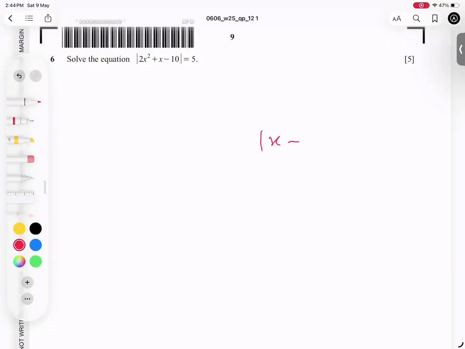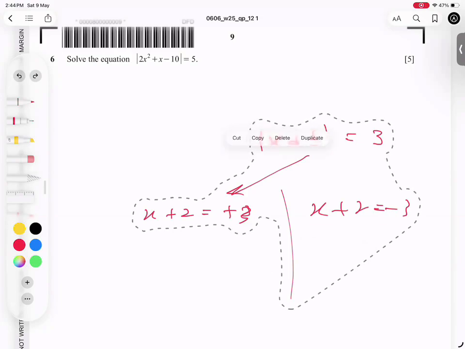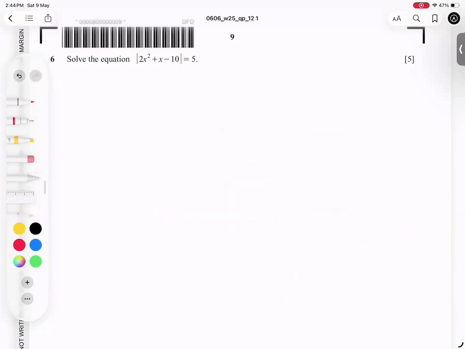Whenever a modulus is given, let's say we have a 3. So one time we write x plus 2 equal to +3 and one time we write x plus 2 equal to -3. I think it's very clear, plus and minus 3. That is the reason we can apply the same criteria now. Students, get ready. So what I'm going to write now.